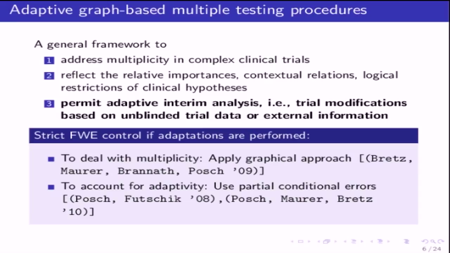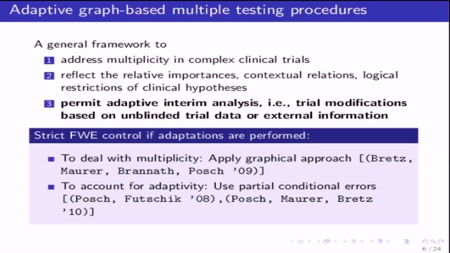They reflect the relative importances, the contextual relations, and logical restrictions of clinical hypotheses, and they permit adaptive interim analysis. So this means you can perform trial modification using unblinded data or any external information, and with this method, you will enforce strict control of the type 1 error rate. And to do so, we have combined 2 methods.